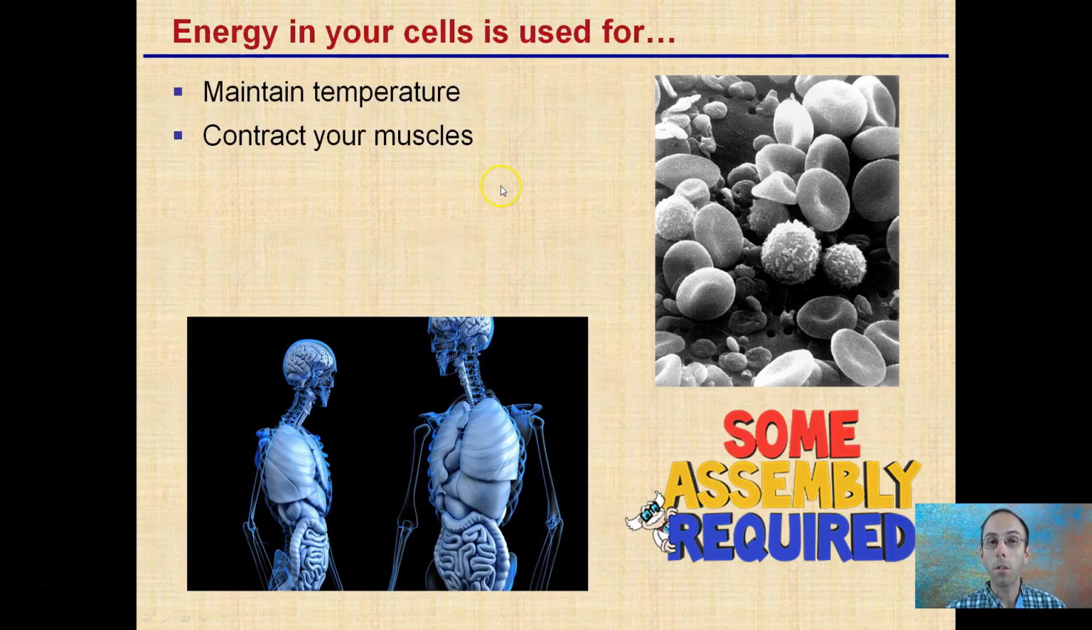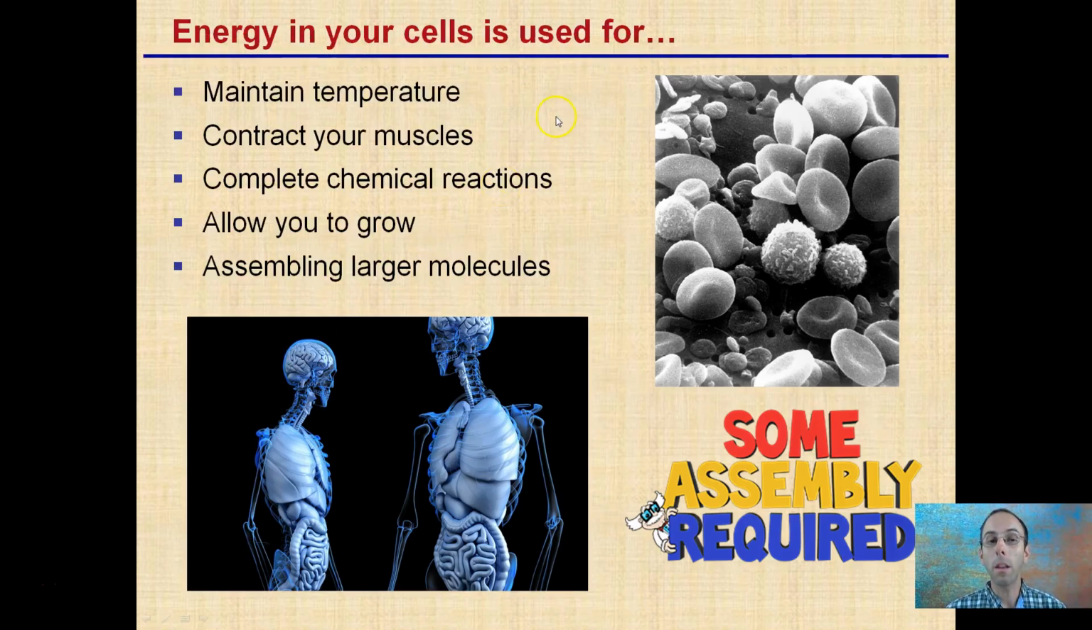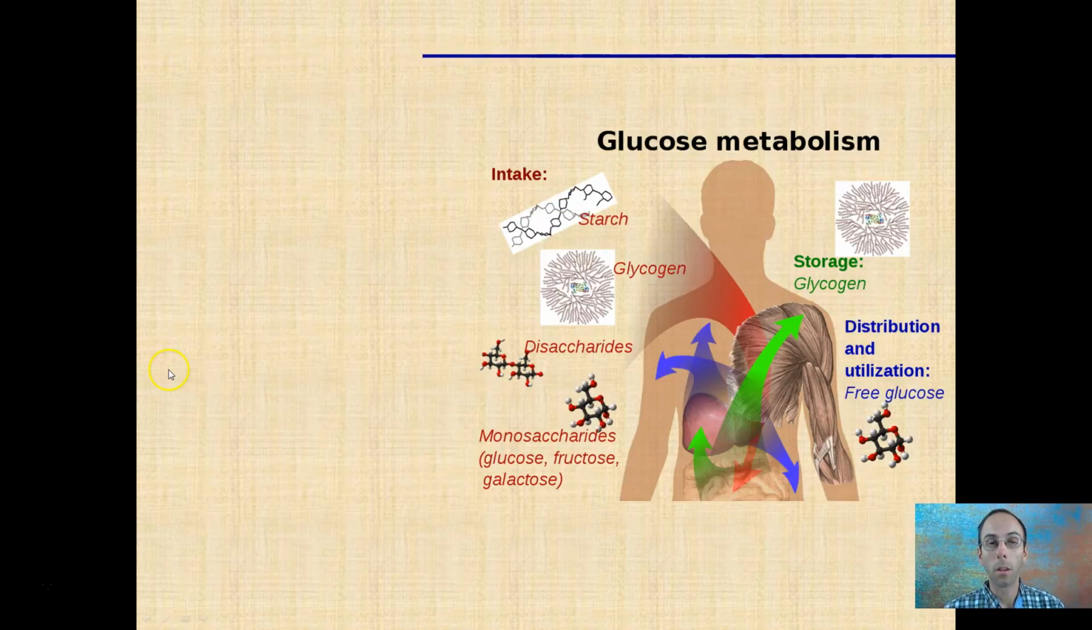So first off, this energy in your cells, what's it used for? Well, it's to maintain temperature, contract your muscles, complete chemical reactions, allow you to grow and assemble larger molecules. These are all things that your body needs energy for, and the list could go on from here.